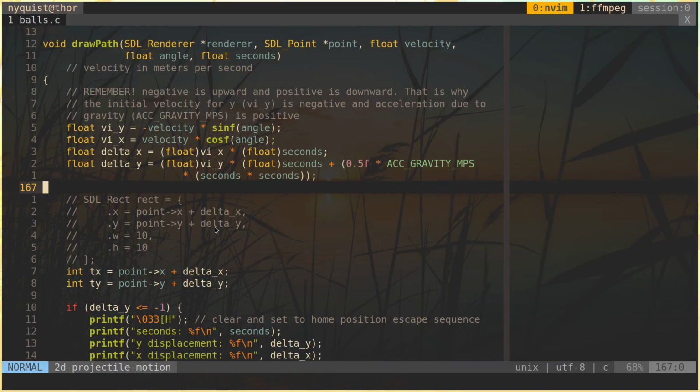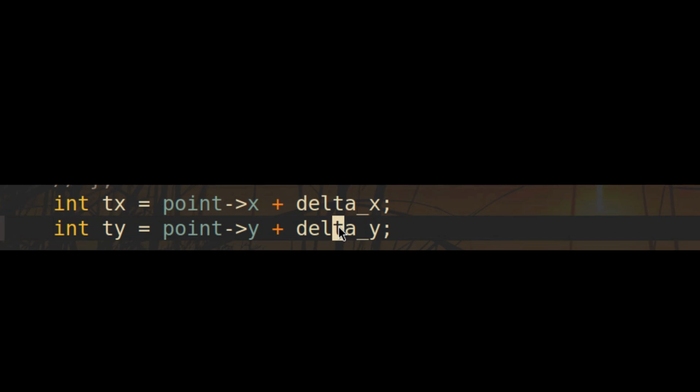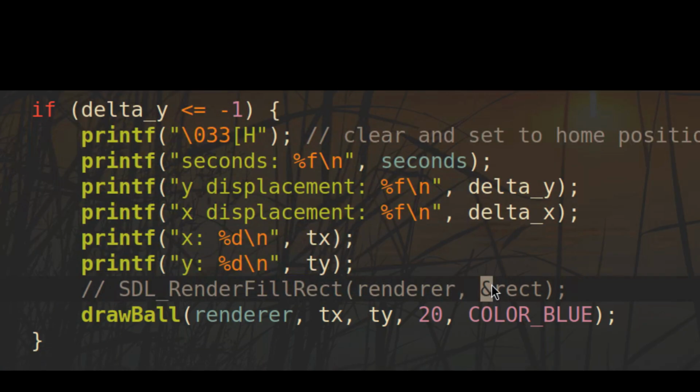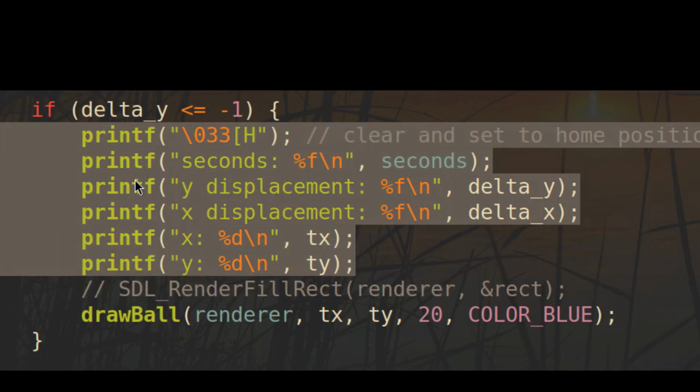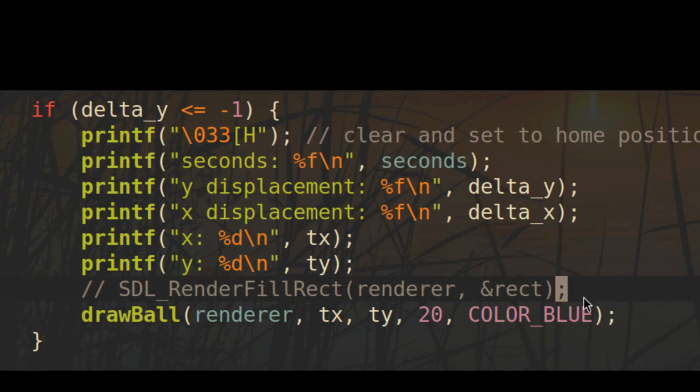And then what we're going to do is take that delta x and delta y, and we're going to keep incrementing that circle, the center point of the circle. We're going to keep adding delta x and delta y to the center point to change the position of the circle. And then this is just displaying information to the screen, this printf. And then we're going to draw the ball with this x and y position, and this is the radius, and this is the color for the ball.